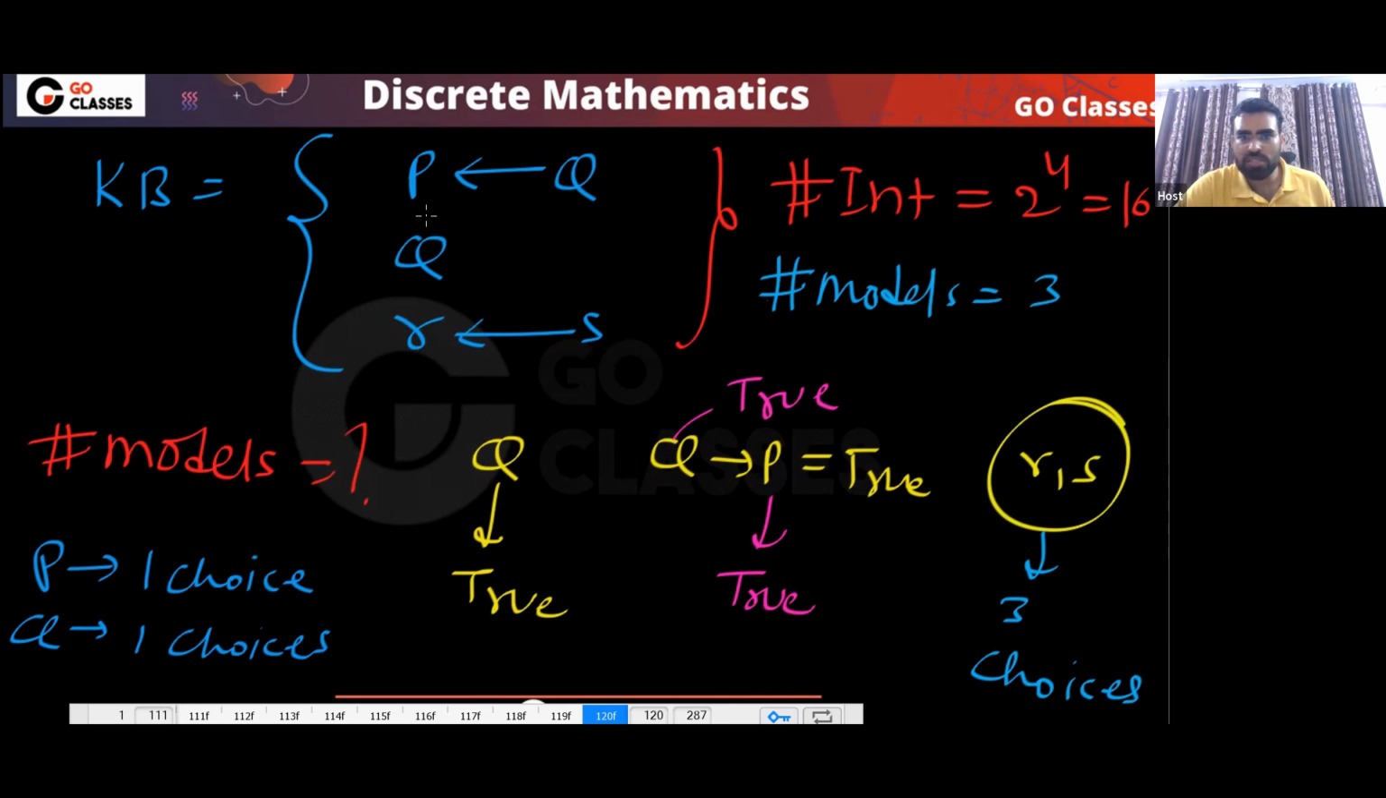Q can have two choices? No, Q must be true. You have three formulas, this formula, this formula, this formula. If you want a model, then this Q must be true. And if Q is true, then automatically P must be true. For R comma S together, we have only three choices. So the number of models will be 3.